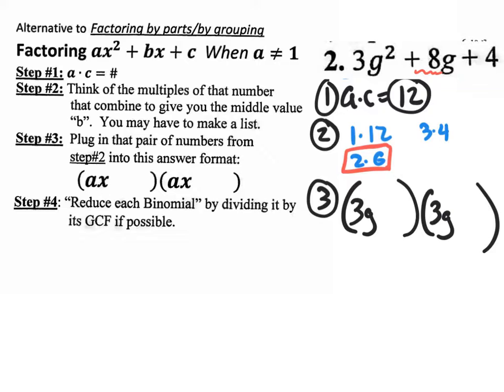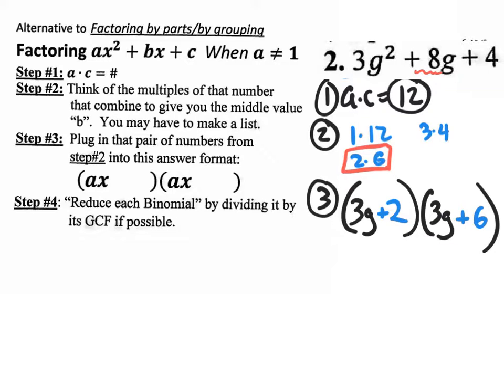Anyways, going back to step 3, plug in that pair of numbers from step 2 right into here and here. So I need to take the 2 and the 6, and I'm going to plug the 2 in right here, positive 2, and the positive 6 right here.